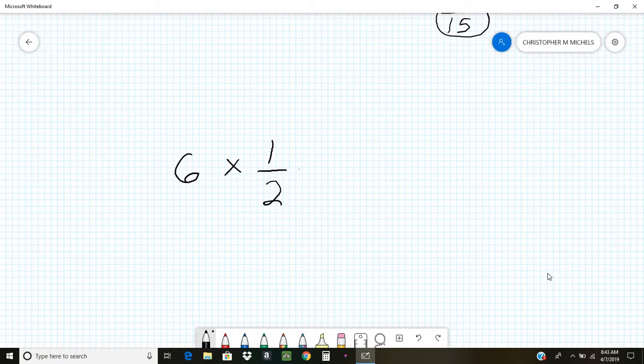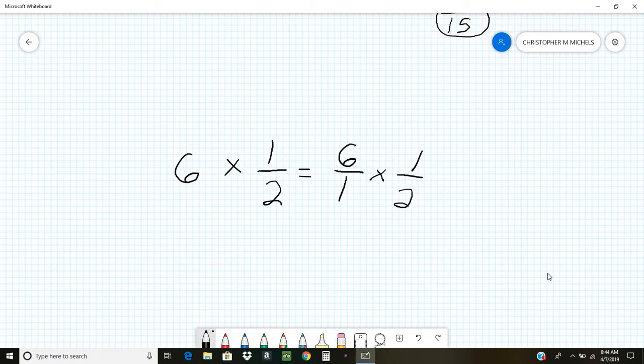So the way we do this is we rewrite 6 as a fraction, which is 6 over 1, and we times this by 1/2. Oops, times, not equals. Let me erase that. Okay, there we go.